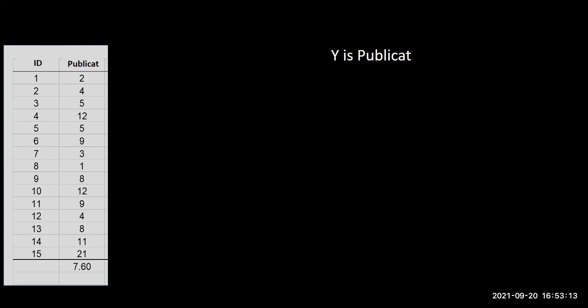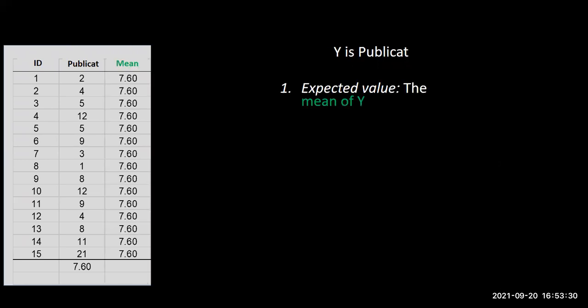Here are my observed scores. I have 15 people, and I have 15 different numbers of publications here. The first person has 2 publications, the second person has 4, and so on. The mean of publications is 7.6. So what I've done next is just put the mean here for everybody. It's in everybody's cell because it's the mean for everybody.